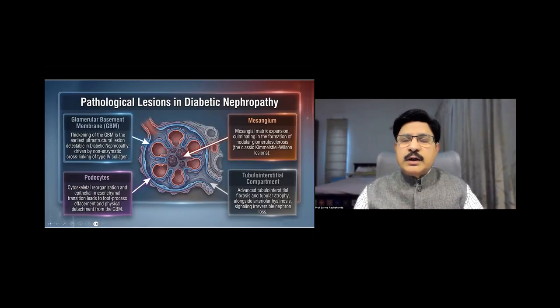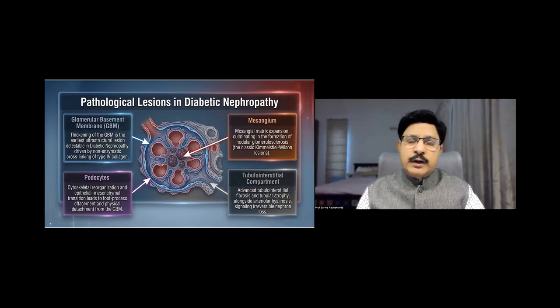What are the pathological lesions in diabetic nephropathy? Number one, glomerular basement membrane changes. Thickening of the glomerular basement membrane is the earliest ultrastructural lesion in diabetic nephropathy, driven by non-enzymatic cross-linking of collagen 4. What does that mean? There are several collagens. Out of them, collagen 4 is the one in the basement membrane. The basement membrane should be permeable for fluid. When the cross-links form non-enzymatically, the basement membrane becomes thicker and relatively non-functional.